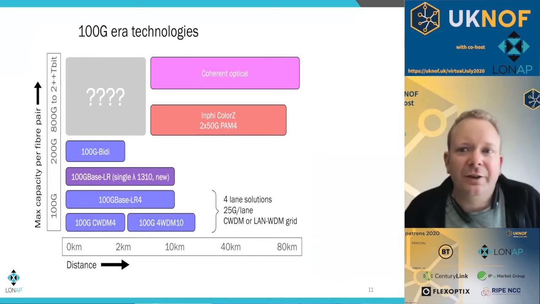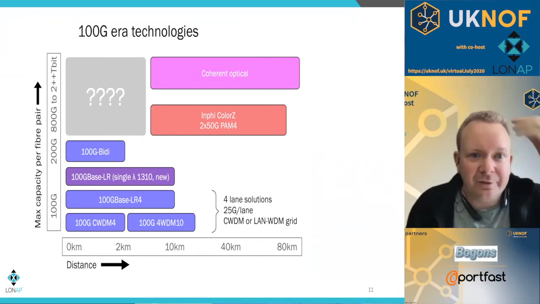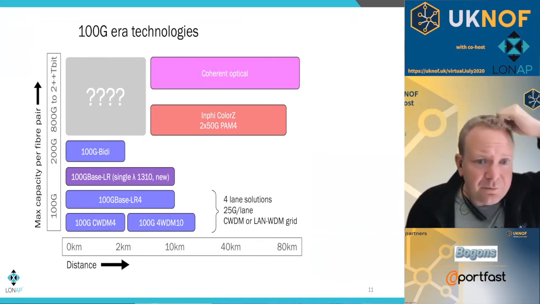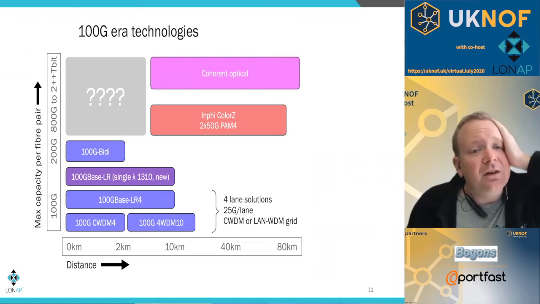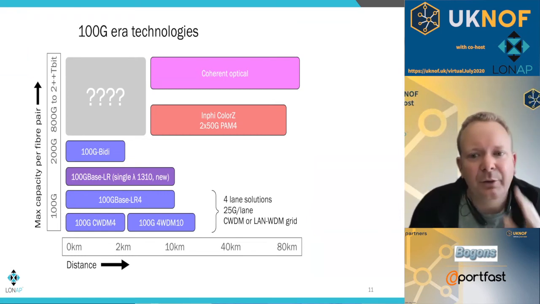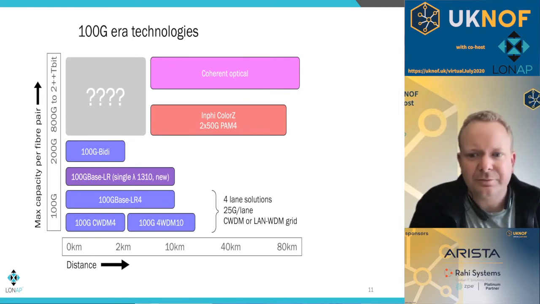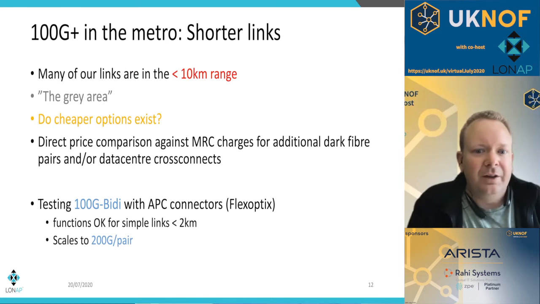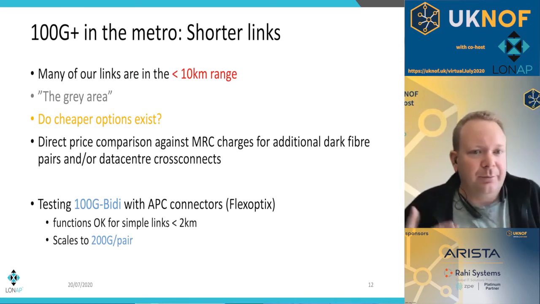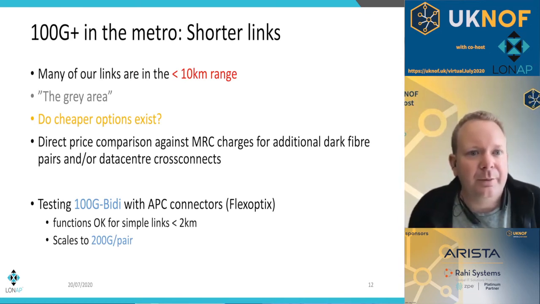But then many of our links are in the 10K range, this sort of grey area of this chart. So we started to look at what do we need, what can we use for these sub 10 kilometer links. Essentially, currently we're just lighting more dark fibers. How can we move on from that?